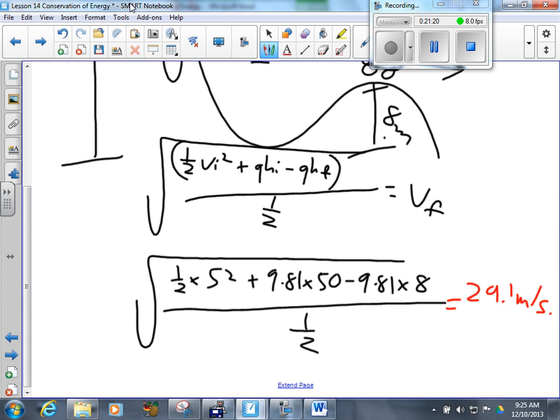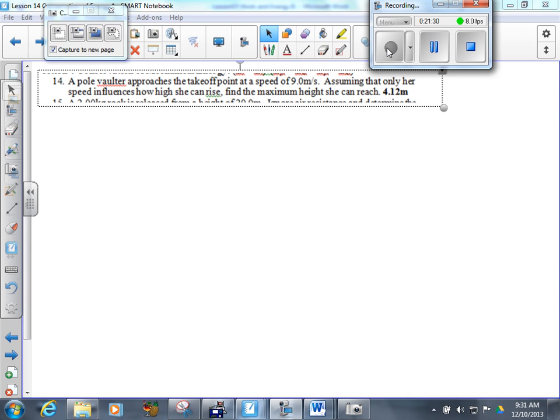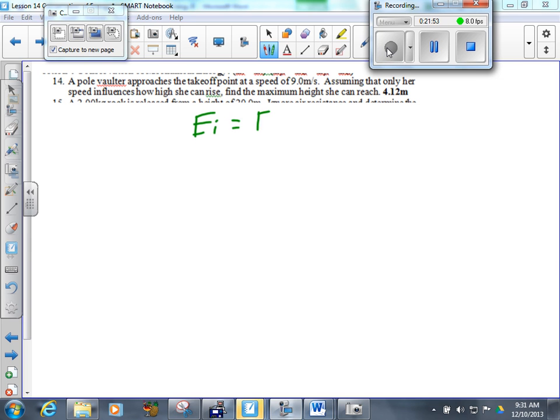So I'd like you to try those 4 questions, and then we'll go through them together, and then I'll put a couple more examples up for you. On number 14, with any type of law of conservation of energy question, your first chore is to identify the types of energy present initially and finally. Because we know in a law of conservation of energy question that the initial mechanical energy is equal to the final mechanical energy.